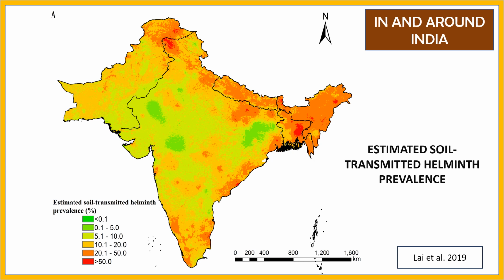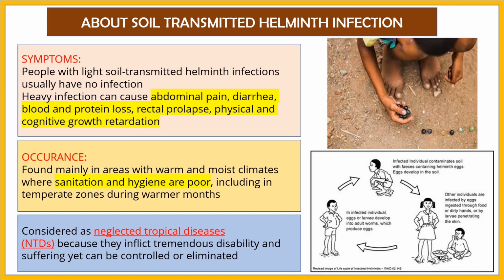You can see the orange and the yellow color is about 20 to 50% affected area. So you can see the whole place is mostly yellow and orange colors, which shows that these are the areas which are affected about 20 to 50% or 10 to 20%. So this is about India and nearby, in and around India.